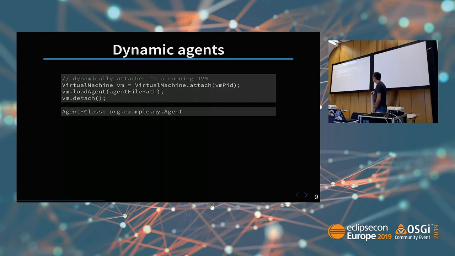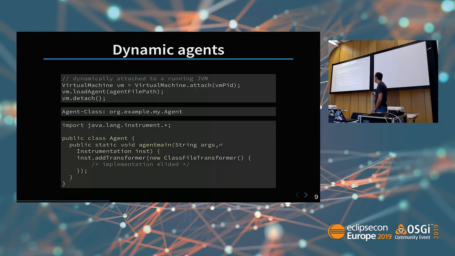That agent that you pass here also needs to have a manifest entry, but it's different. Right now, it's not a pre-main class, it's an agent class. And ultimately, the signature is the same. Well, the arguments are the same, but the name is different. So a couple of notes here. You can support static and dynamic agents both because the signatures and the manifest definitions do not overlap.